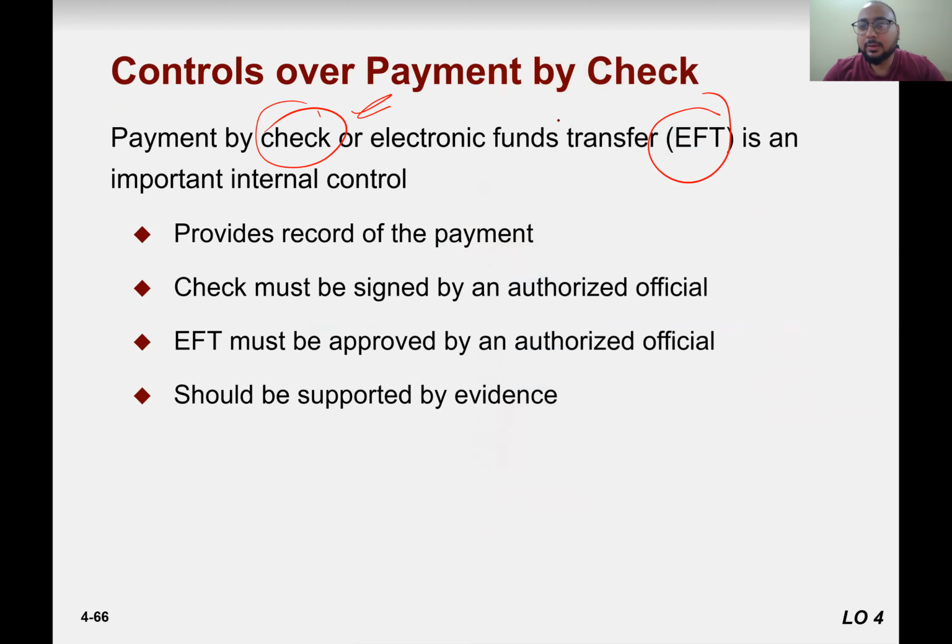So even with EFT, those who are responsible for electronically transferring the funds are given the authority because they have their own password. They see the documents. If the documents are approved, then they put in the password and transfer to the relevant account, right?